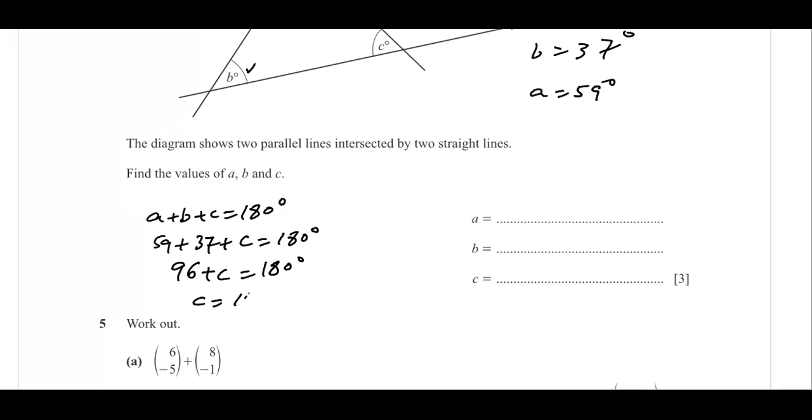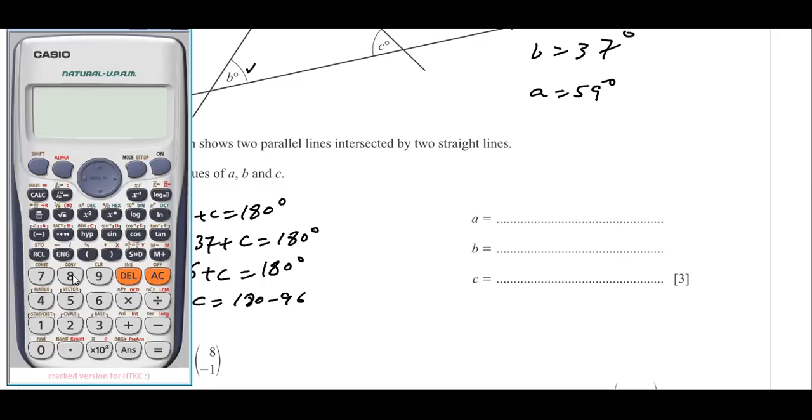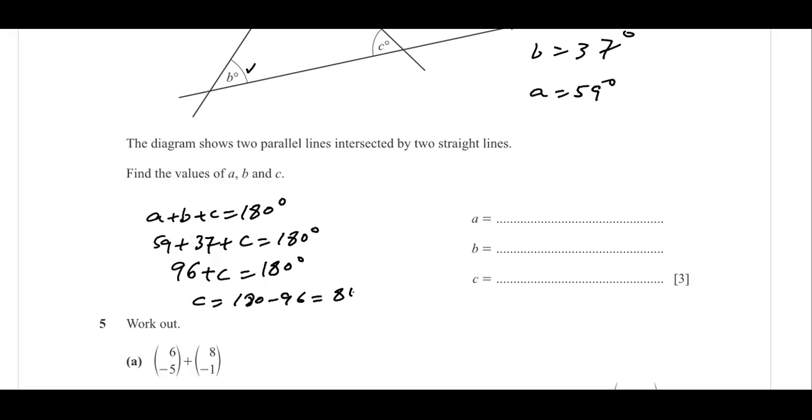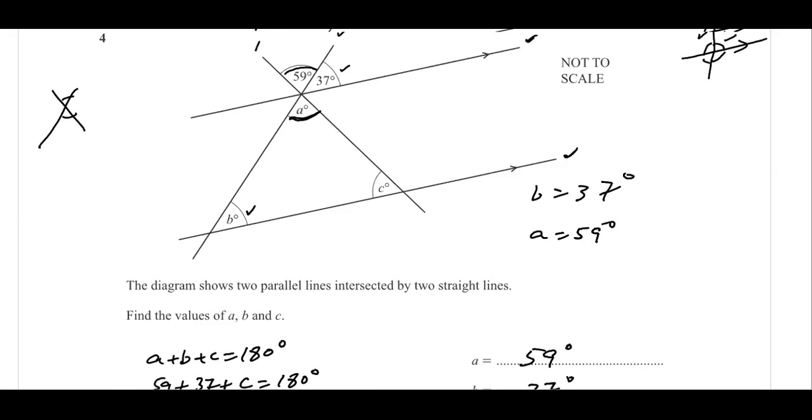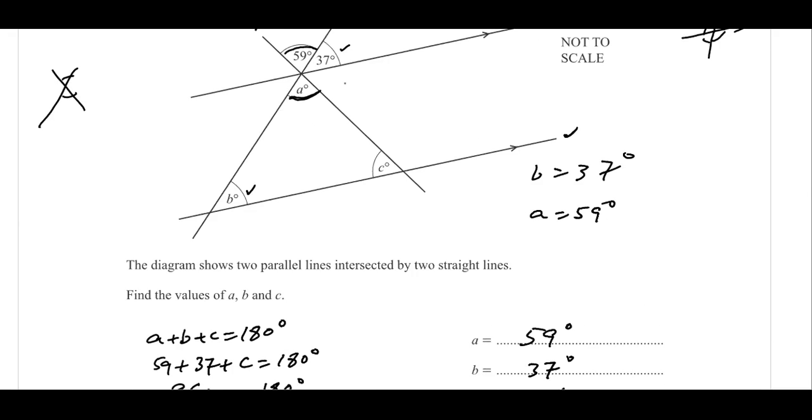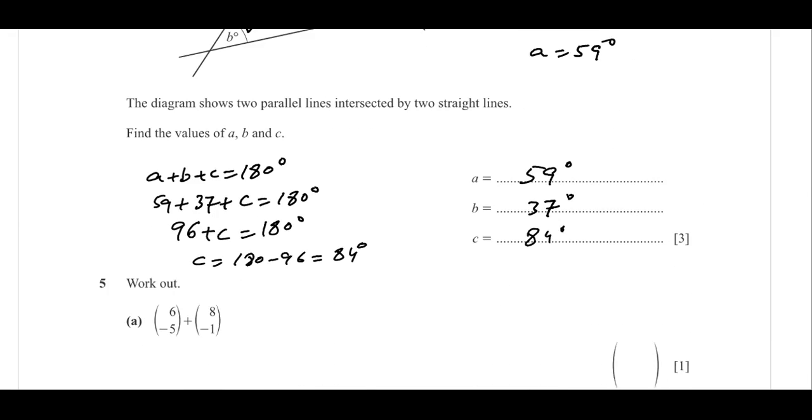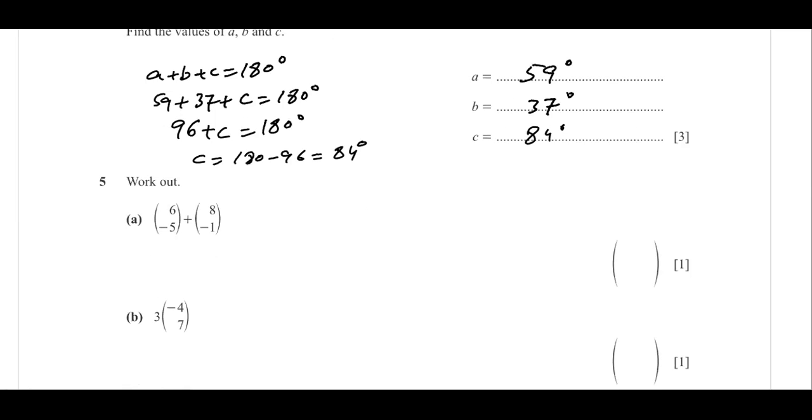So what will C be? 180 minus 96, which is 84. So this is 84 degrees. What is A? We found A was 59, B 37, and C 84. So we found these angles using the rules of parallel lines. Again, the video on parallel lines is available on the channel. If you still have any doubt, please feel free to ask.